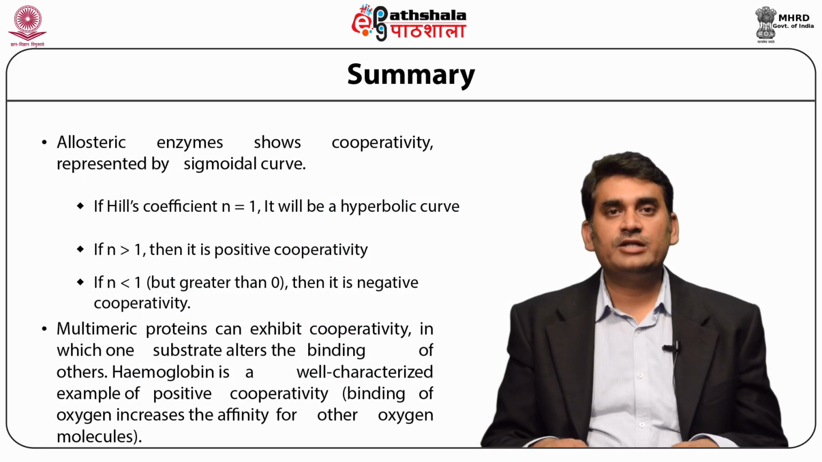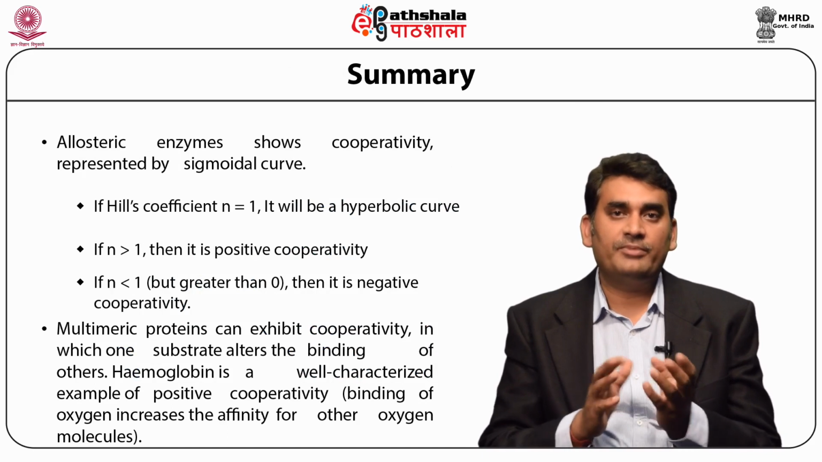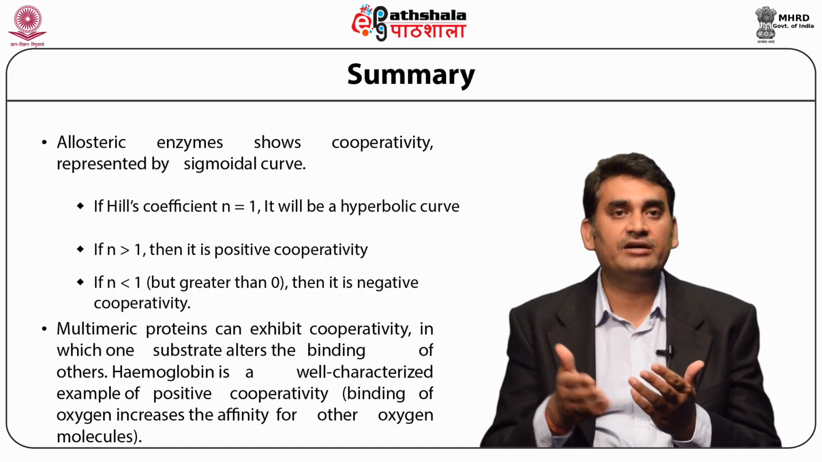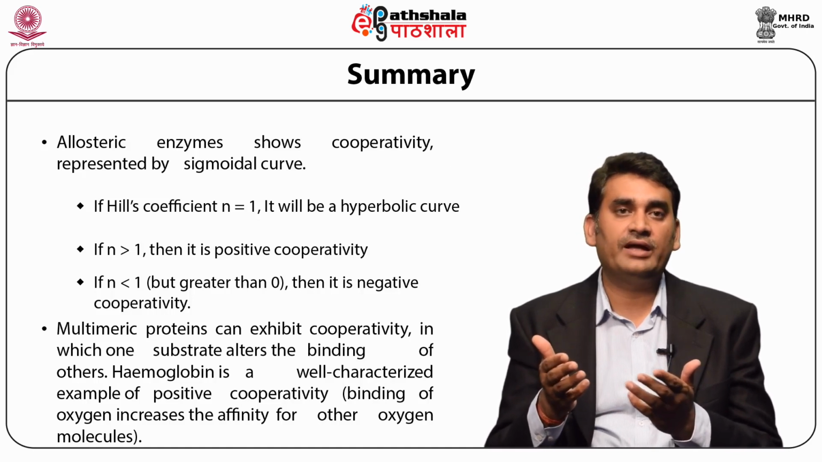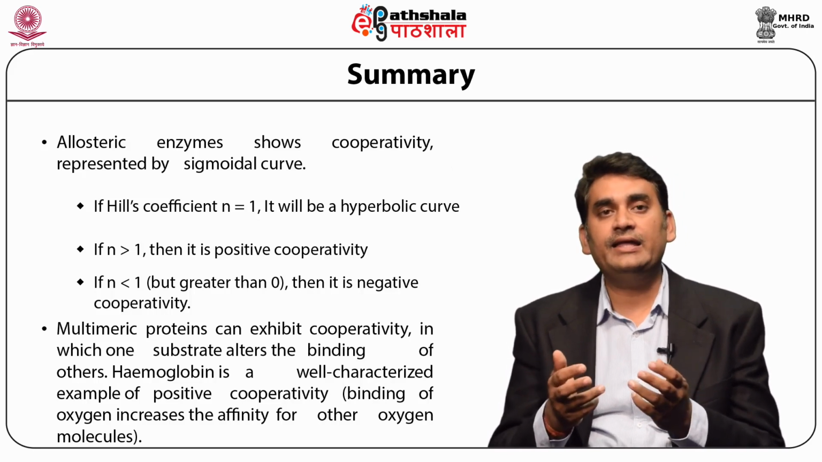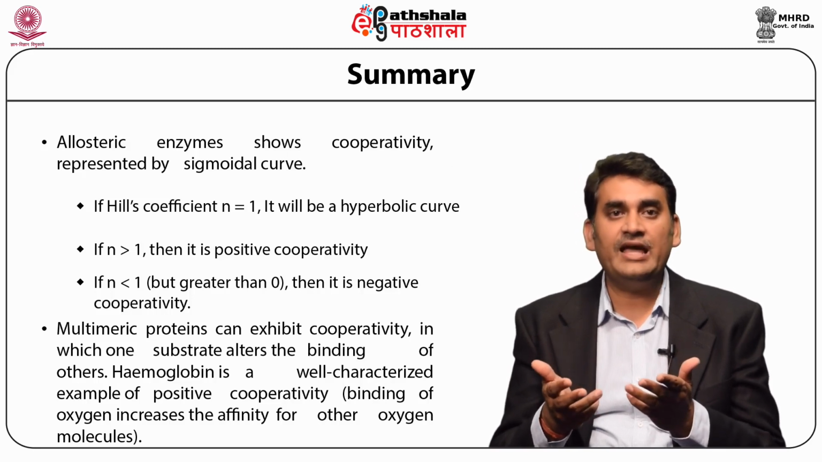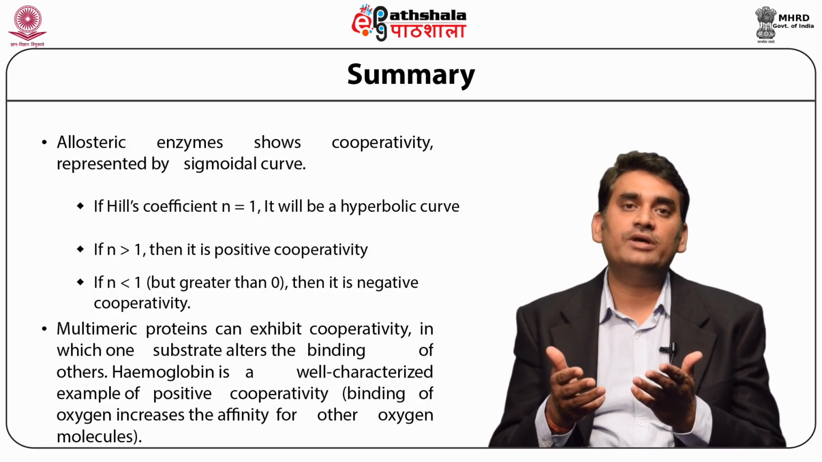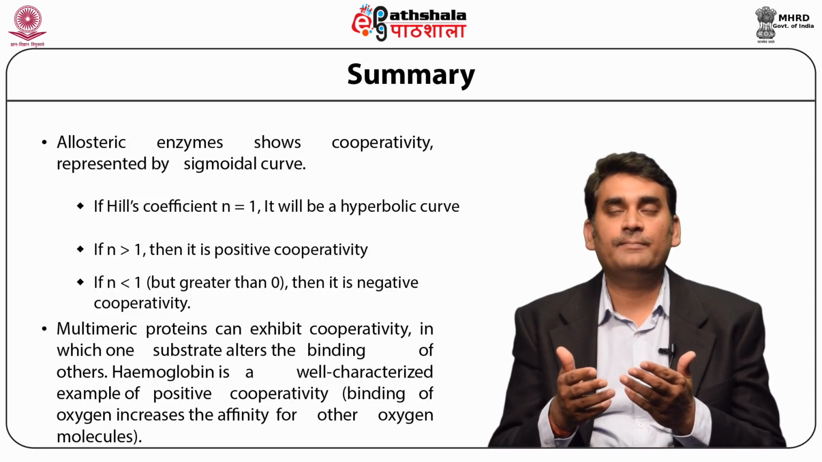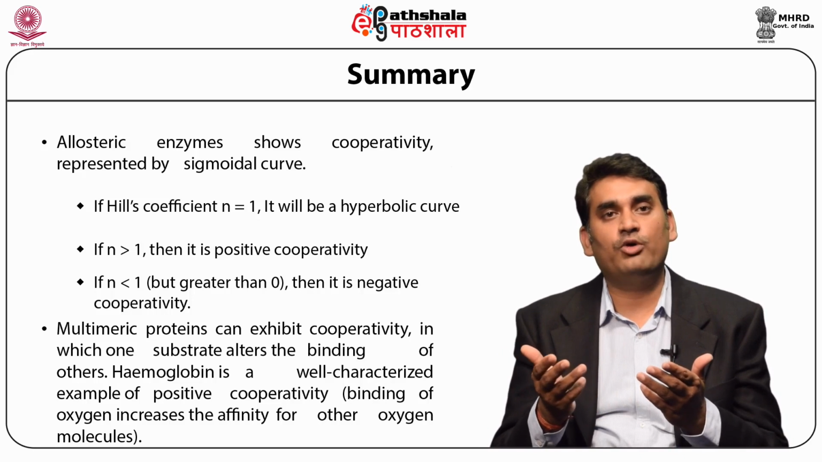So students, let's now summarize what we have learned in this module. Allosteric enzymes show cooperativity, and they represent a sigmoidal curve when the kinetic curve is plotted between the reaction velocity and substrate concentration. The important factor of cooperative enzymes is the Hill's coefficient. When n is equal to 1, the hyperbolic curve will be plotted, which means the enzyme is not showing any cooperativity.